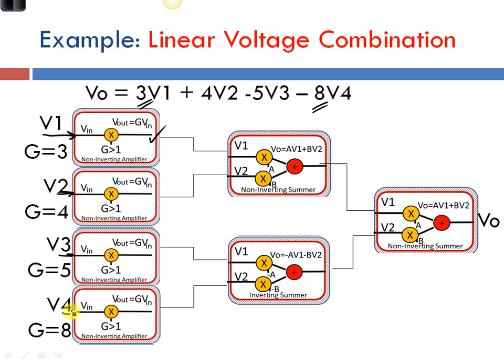I'm going to use a non-inverting amplifier to multiply the first voltage by 3, the second voltage by 4, the third voltage by 5, and the fourth voltage by 8. I can design a non-inverting amplifier that will do this, and I know that I will be able to do that when I get to the circuit design side of the card.